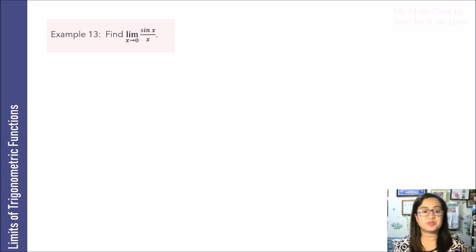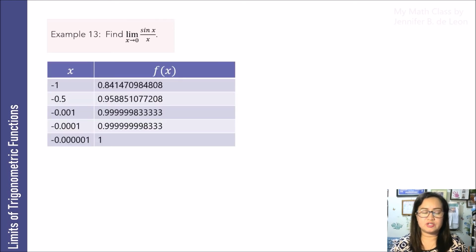Let's have example number 13. Find the limit of sine x over x as x approaches 0. We use the tabular method. We select numbers which are to the left of 0, then we would be able to have the corresponding values for f of x. As we study the trend, as x approaches 0 from the left, the value of f of x gets closer and closer to 1.